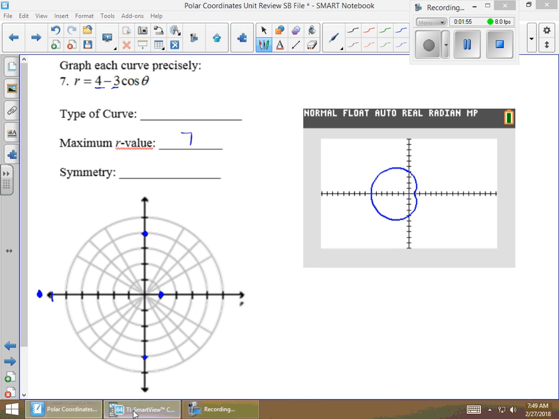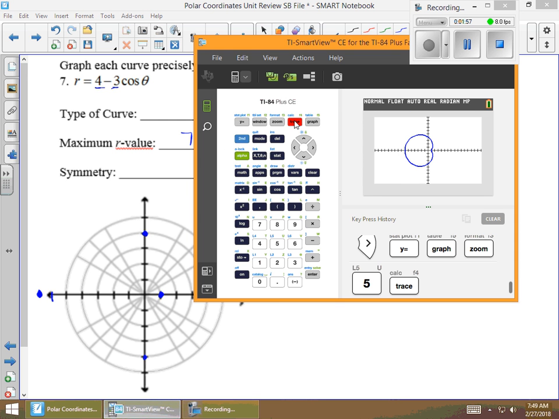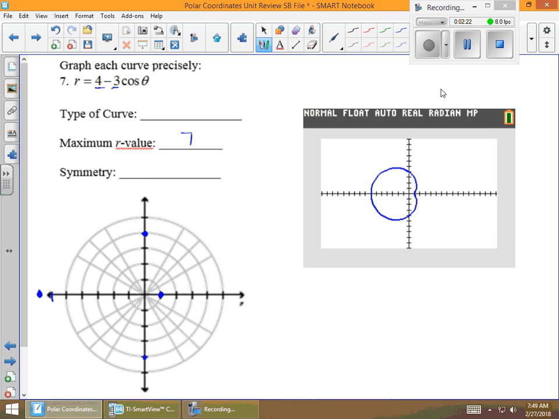Something else you can do, just to make sure that your shape is nice, is you can trace around and see if you can get some other points there that would be good ones. There is 7, 3.14, just to check that maximum R value. 7 is your R, pi is your theta. So that's a nice one to see. So you guys know I am not an artist. I'm going to try to do as nice of a job as I can here.